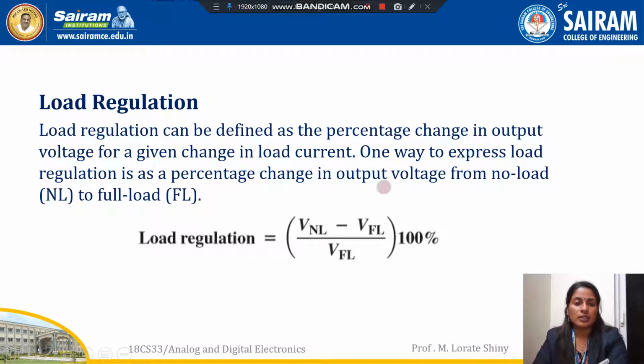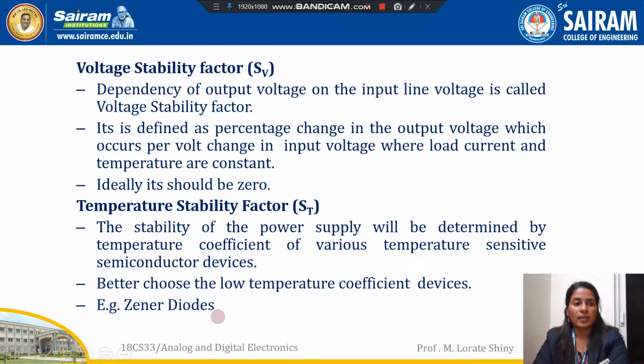Load regulation is defined as the percentage change in output voltage for a given change in load current. Load regulation is no load voltage minus full load voltage, divided by full load voltage, into 100.